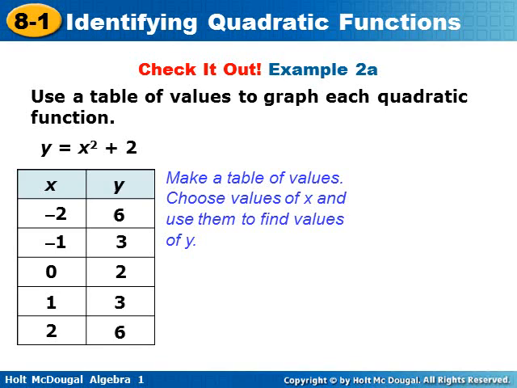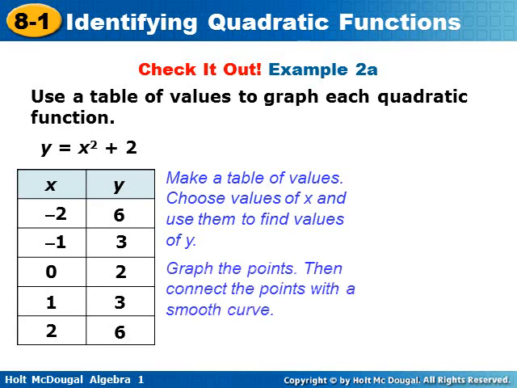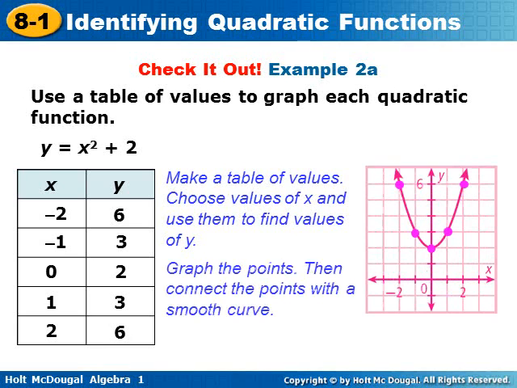So once you plug in those values for x and solve for y, you should have gotten 6, 3, 2, 3, 6. Once you notice that the numbers are repeating, you know that you've crossed over to the other side of the curve of the parabola. Then you graph the points and connect them with a smooth curve, and the graph should look like this.